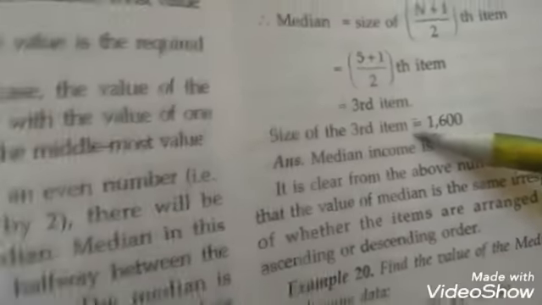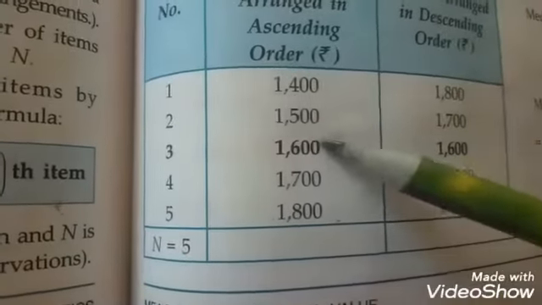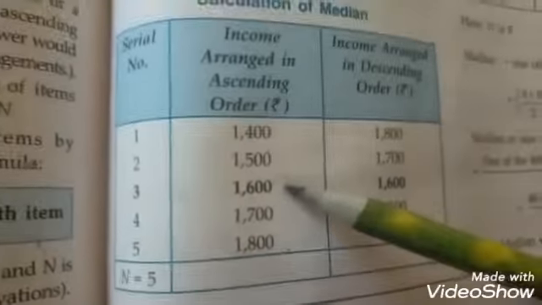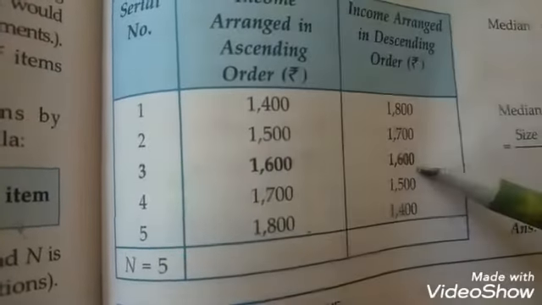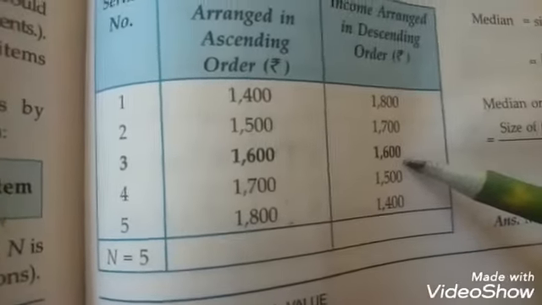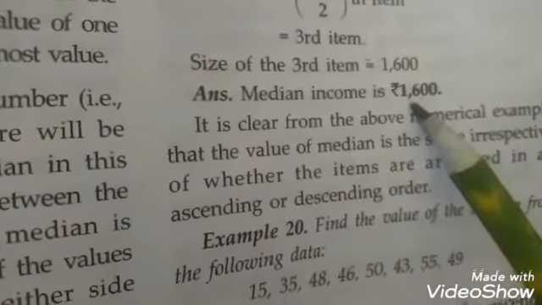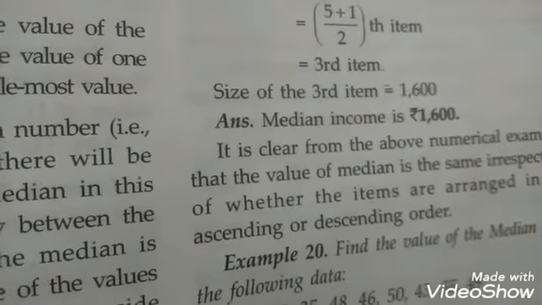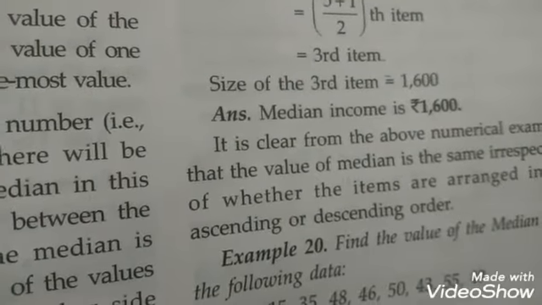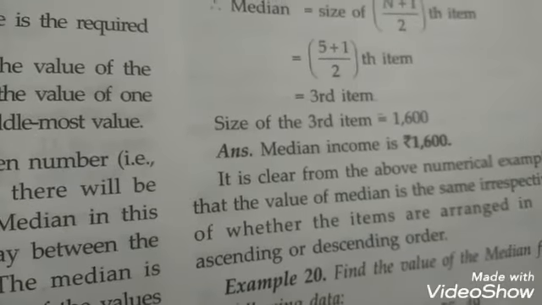Now the size of the third item according to this series which we have arranged over here is 1600. And if we see in descending order, then also it is coming to be 1600. Okay. So our M or median income is equal to rupees 1600. So this was the calculation of median in individual series when the n value is an odd number.